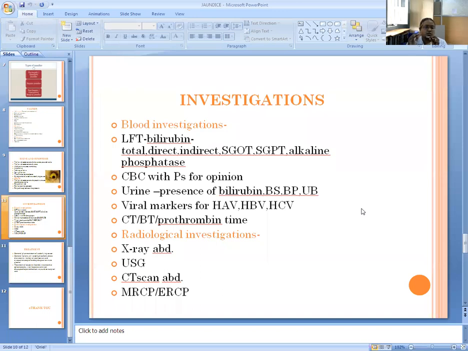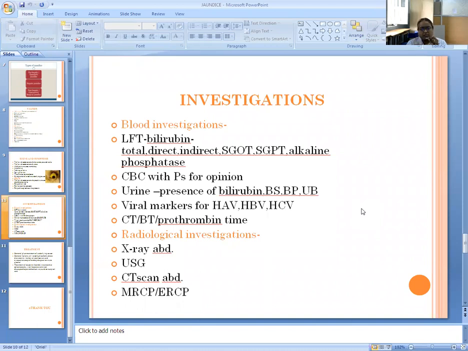Then you have to see the complications of liver damage. For that you have to do clotting time, bleeding time, and prothrombin time, because coagulation factors are synthesized by the liver. If there is liver damage, coagulation factors cannot be synthesized by the liver. Platelet production is also hampered. If there is low platelet production and clotting factors are not synthesized, there is an increase in clotting time, bleeding time, and prothrombin time. So you have to monitor these, because it is a complication of liver damage.